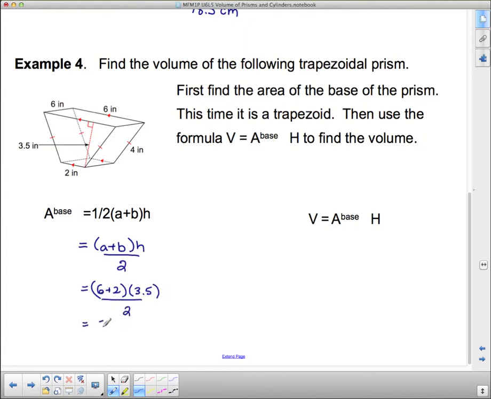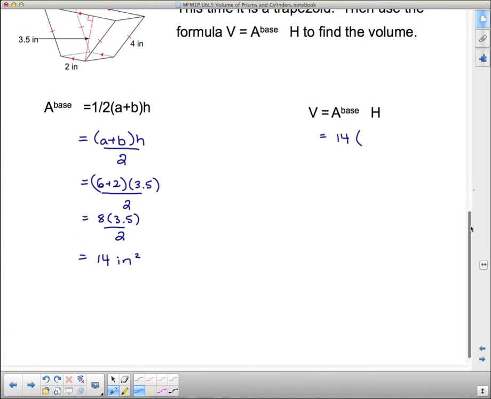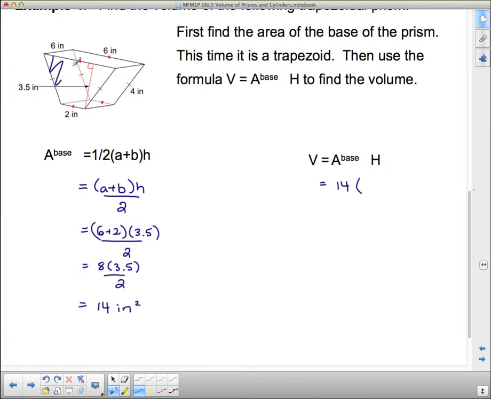So 6 plus 2 is 8 times 3.5 divided by 2. And that's 4 times 3 is 12 plus 2, that's 14. And that's going to be in inches, and since it's an area, it's square inches. Now over here, we want to take the area of the base, which we found to be 14, and we're going to multiply that by the height. Now the height is from one trapezoid to the other trapezoid, which is over here. So the distance from trapezoid to trapezoid is this 6 inches in here. So you're going to multiply that by 6. So 14 times 6, which is 84. And that's 84 cubic inches.